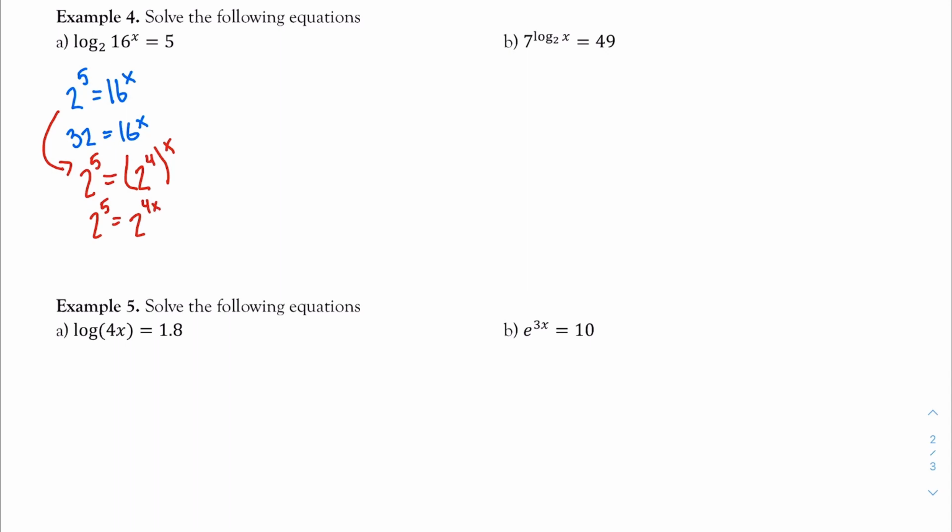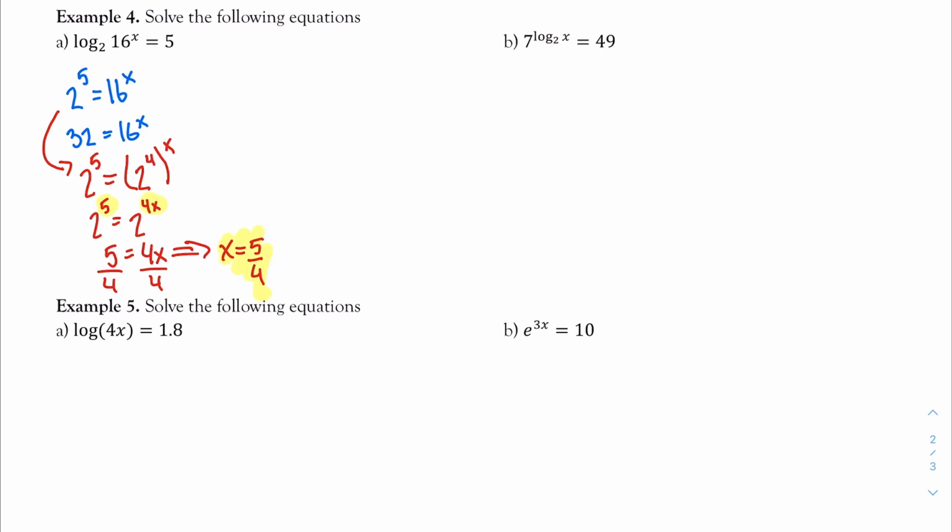And then I now have matching bases. Since my bases match, I can go ahead and just look at my exponents, leaving me with 5 is equal to 4x. Or if I just divide by 4, I get x is 5/4. This is one way I may approach it. So what's the other way that I can approach this?